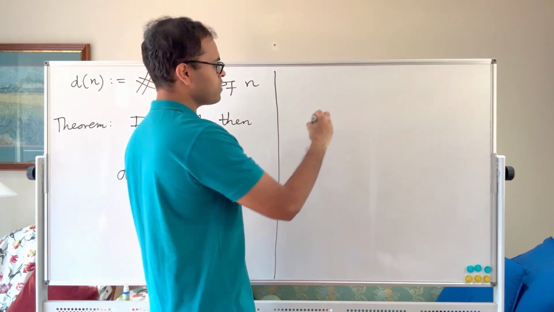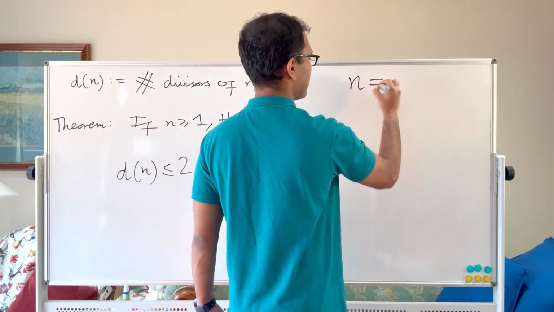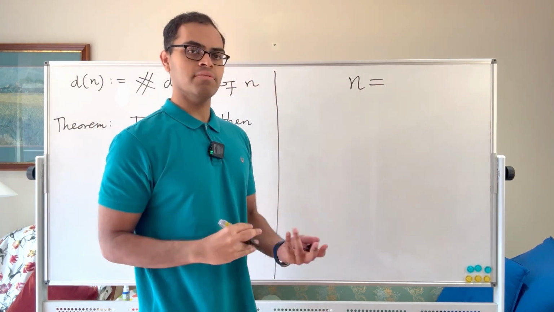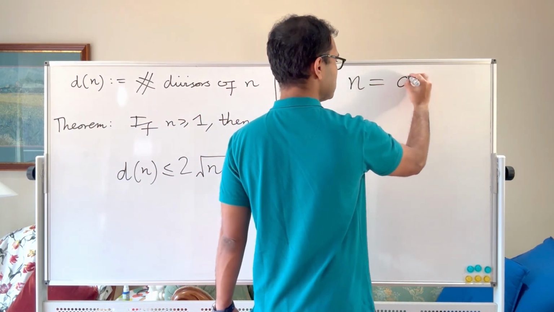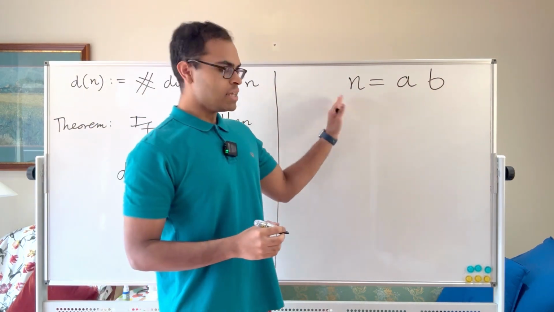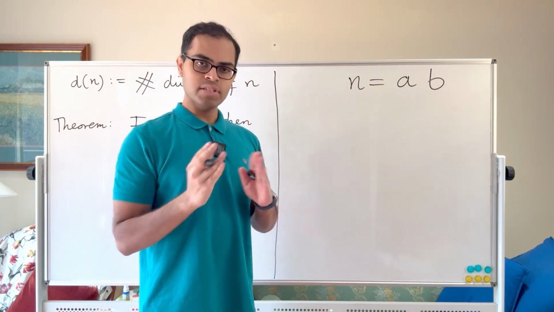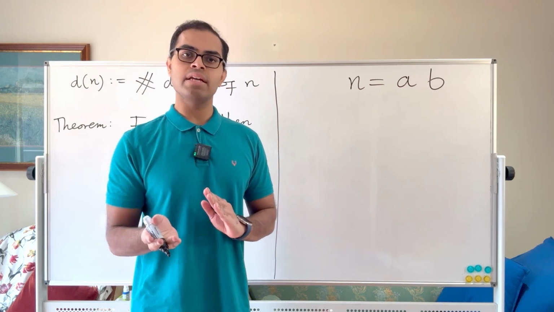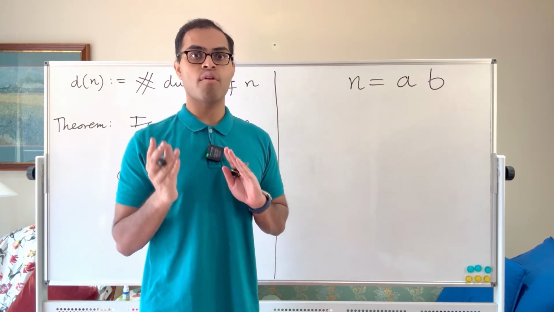If we think about divisors of n, then any divisor of n comes with a complementary divisor. Divisors come in pairs. If a is a divisor of n, there's also going to be another divisor b, so that a times b is equal to n. Now here's the interesting statement. If you have this product, at least one of a or b has to be less than or equal to the square root of n.